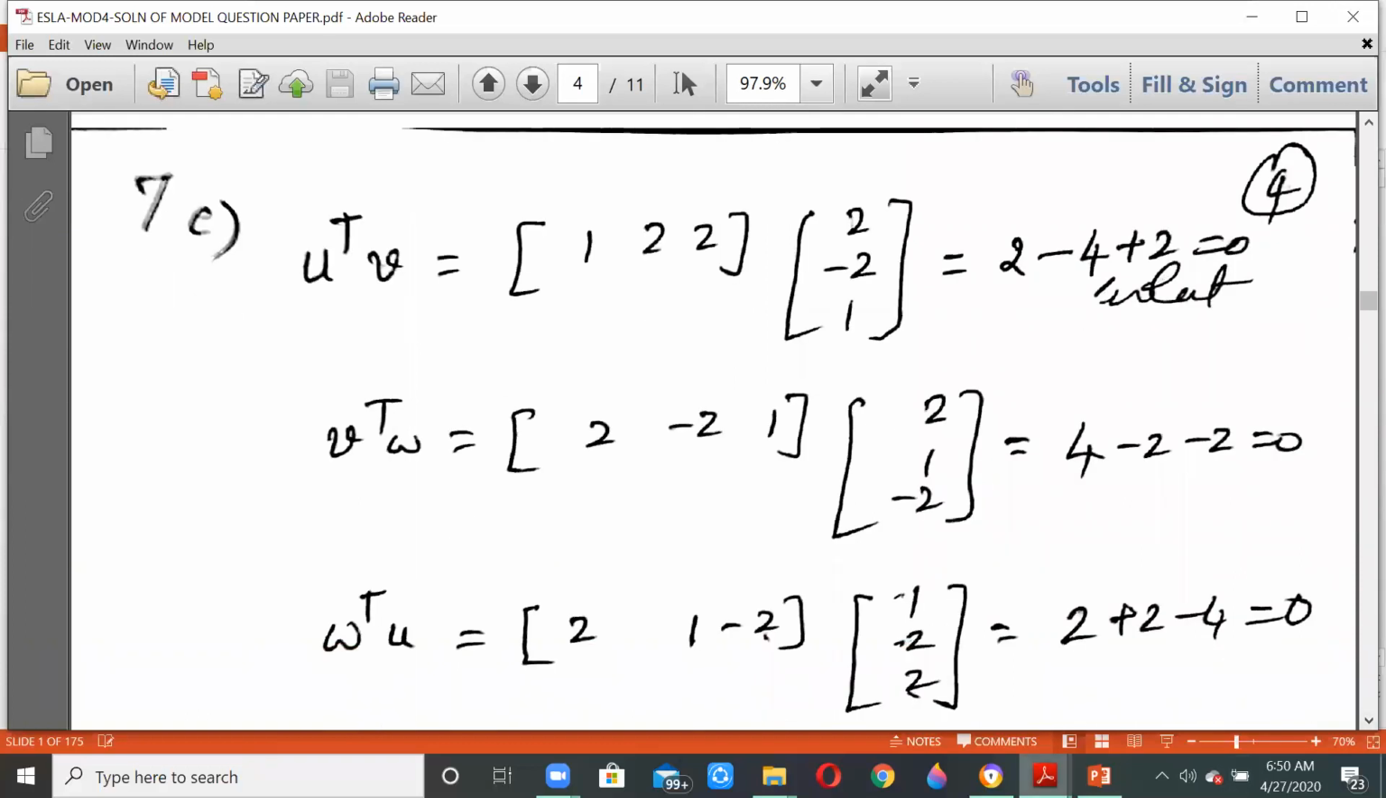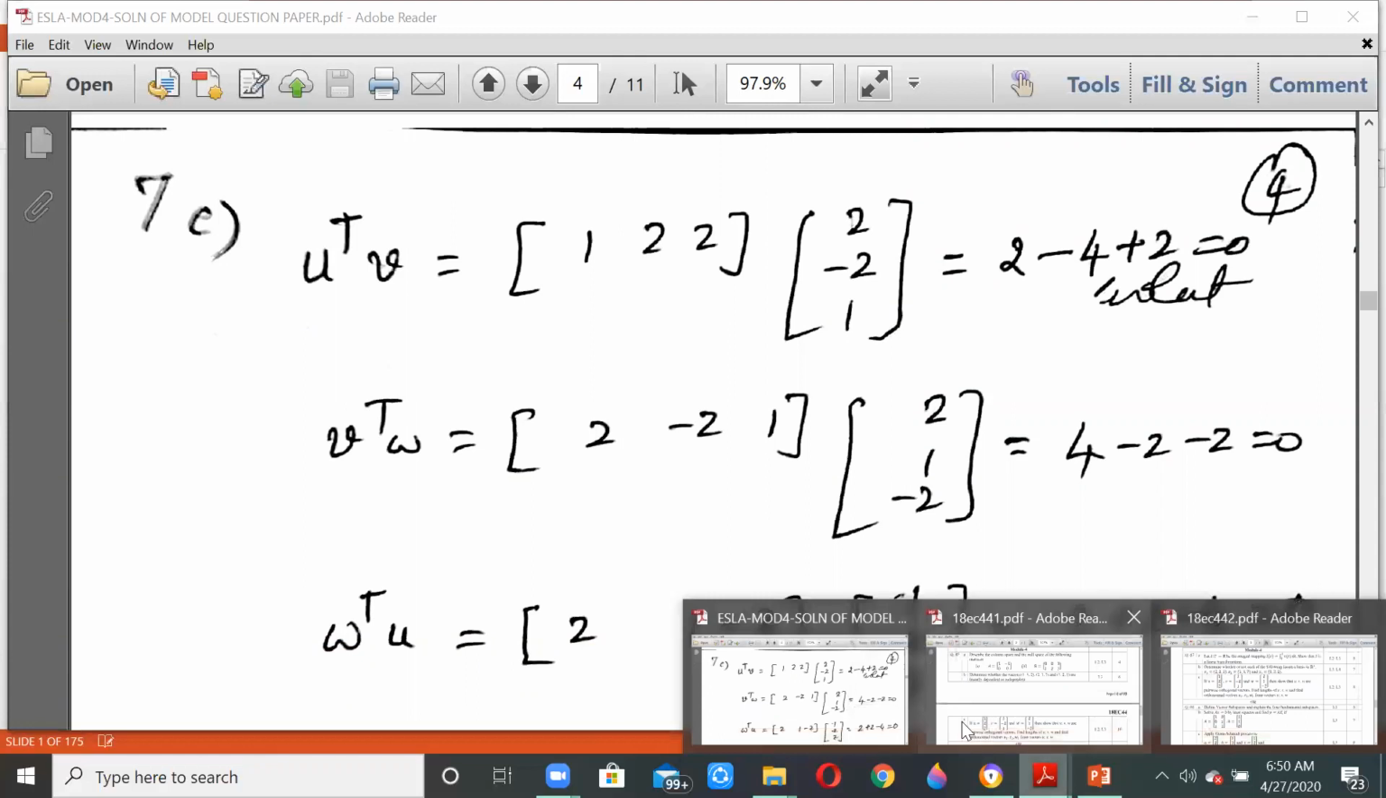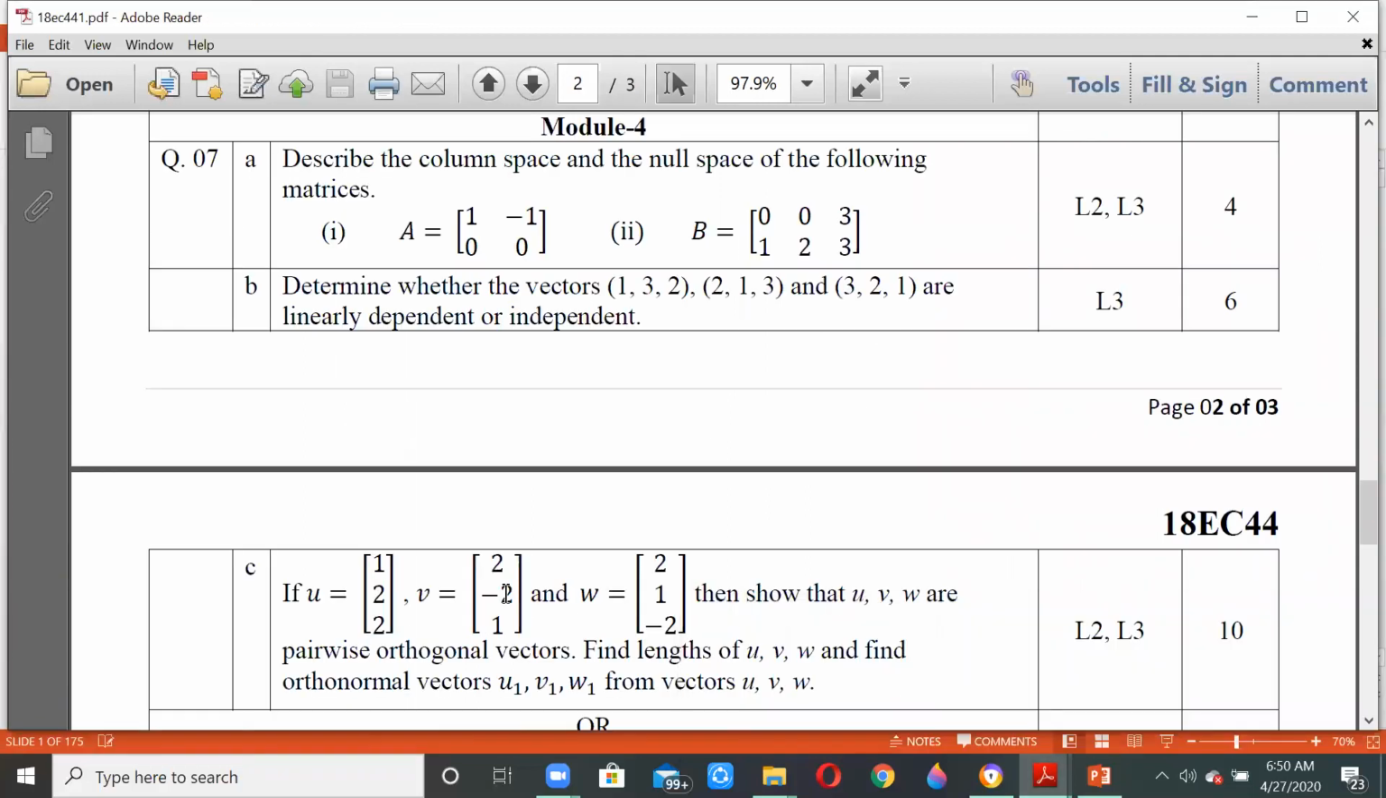7c, we have not written the question here, so let us go back to the question paper. So 7c is this: u equal to 1, 2, 2, v equal to 2, minus 2, 1, w equal to 2, 1, minus 2. Then show that u, v, w are pairwise orthogonal vectors. Find the lengths of u, v, w and find orthonormal vectors u1, v1, w1 from vectors u, v, w.